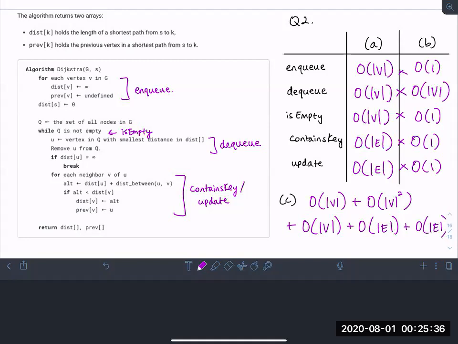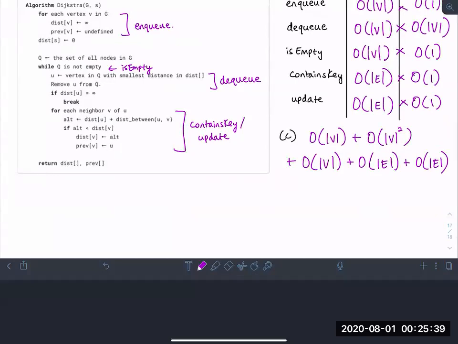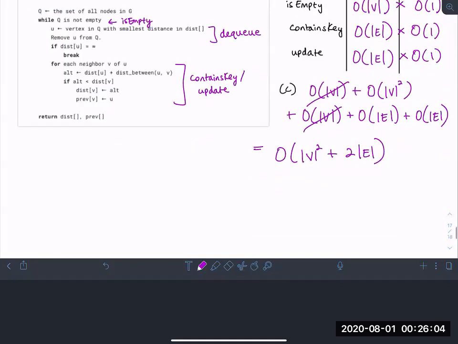So now that I have these runtimes, it's just a matter of simplifying. So remember that for runtimes, we can always just simplify it down to the most significant terms, right? So V is smaller than V squared, and so really I can just ignore all of these O of V terms. So what I have left is O of V squared plus 2E, right? And remember that we can ignore any constant factors, and so that really just becomes O of V squared plus E.